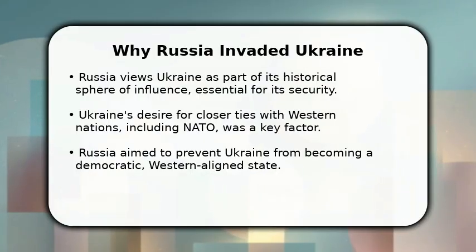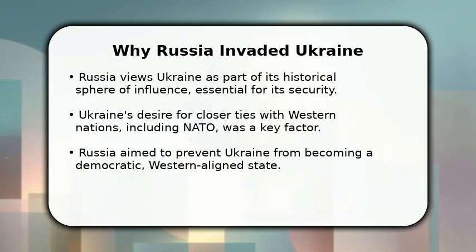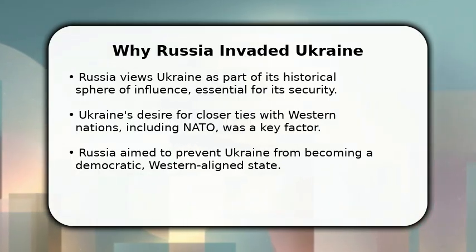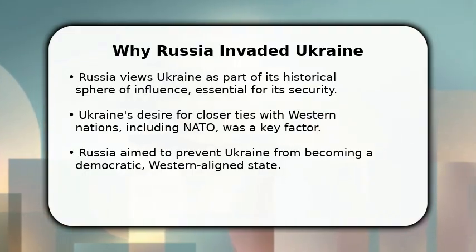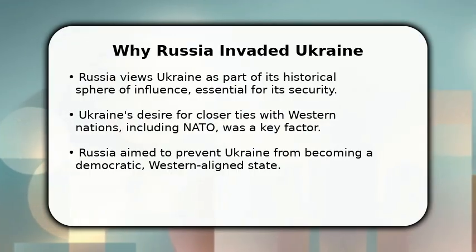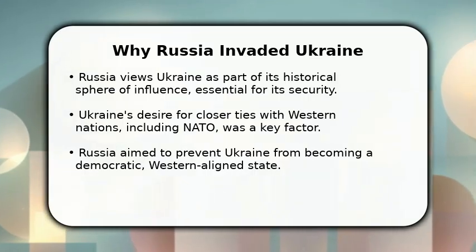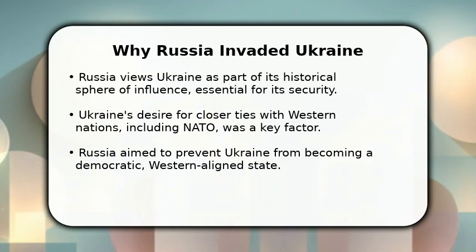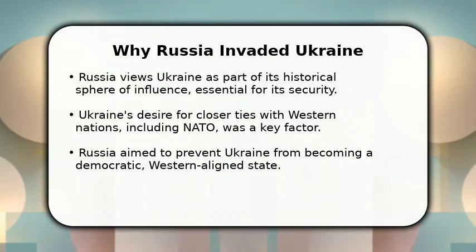In this video, I will explain why Russia started war with Ukraine. Russia has long considered Ukraine to be within its historical sphere of influence, viewing its independence as a threat to its own security. Ukraine's growing aspirations for closer integration with Western organizations, like NATO and the European Union, significantly fueled tensions. This move towards the West was seen by Russia as a direct challenge to its regional dominance and a step towards undermining its strategic interests.